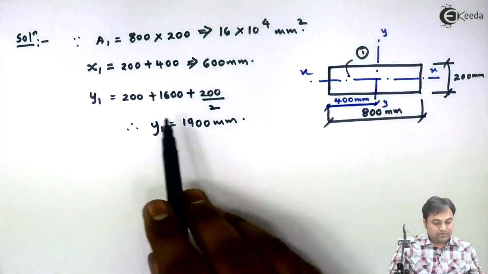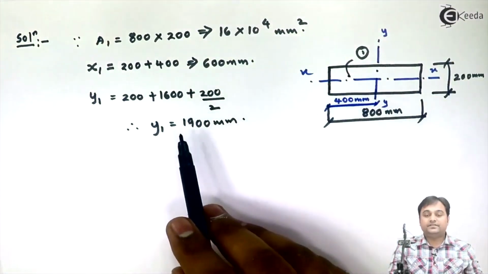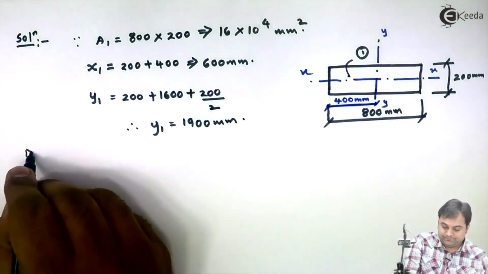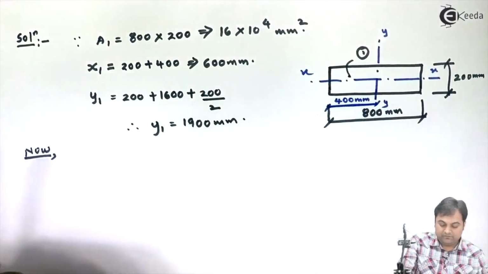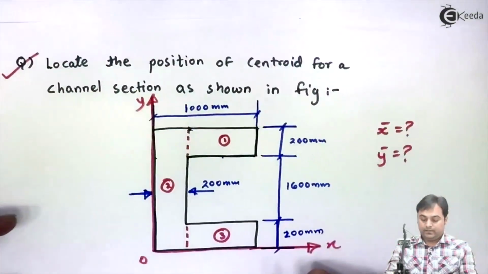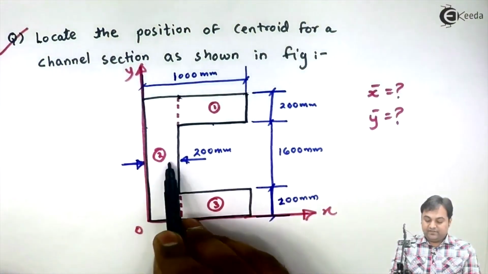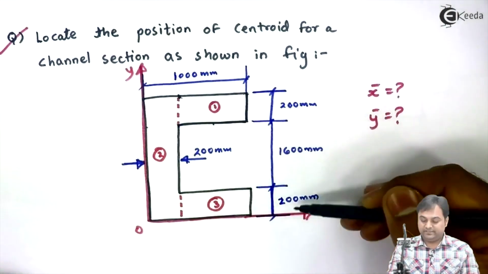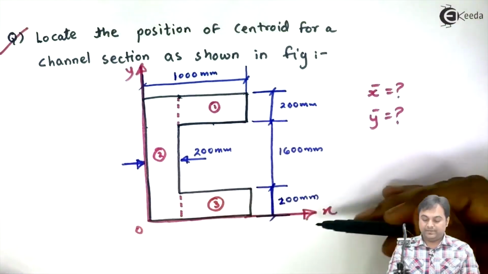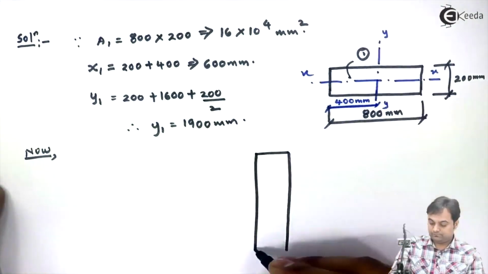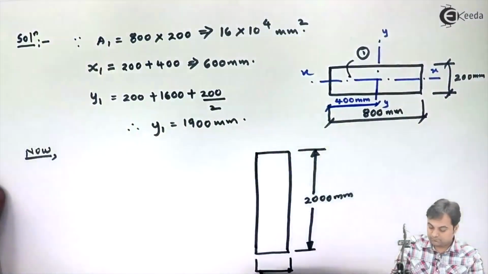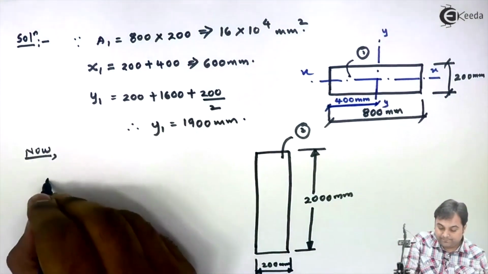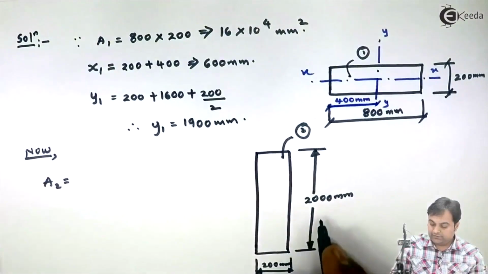Now after getting these values, that is a1, x1 and y1, similarly I will calculate a2, x2 and y2. For that I will draw the second rectangle. Now this second rectangle has width 200 and its height is 200 plus 1600 plus 200, that is 2000. So it is 200 by 2000. This is the second rectangle. Its area will be 200 into 2000.